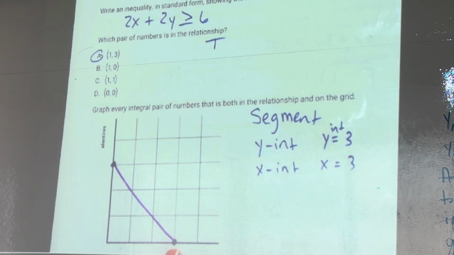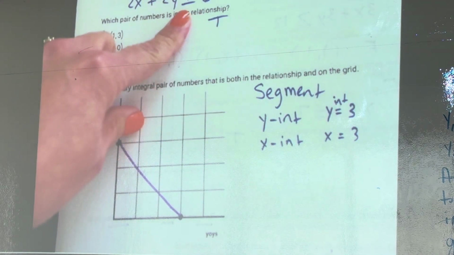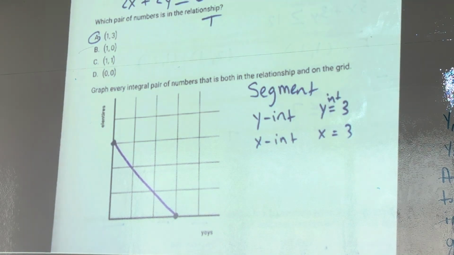Okay, so you have a segment, and it says graph every integral part. When I was looking at this, my concern was I was going to have to plot all the points. So are we looking at greater or less than? Plus 10. Greater. Less than, remember your L? Do your L and squish it, that's greater.